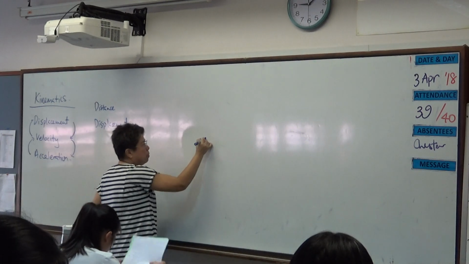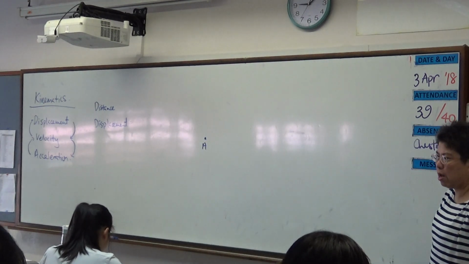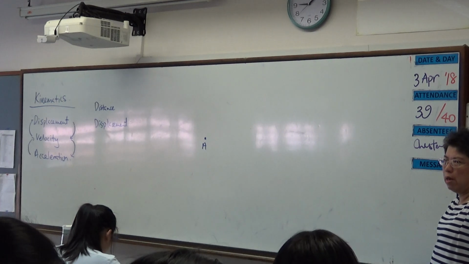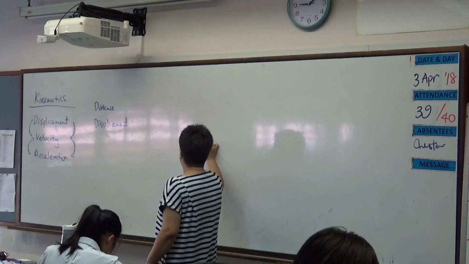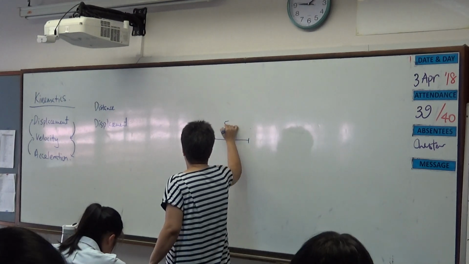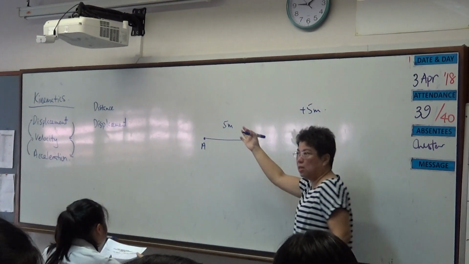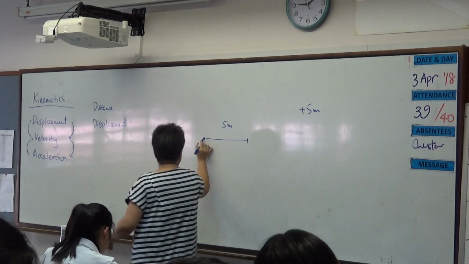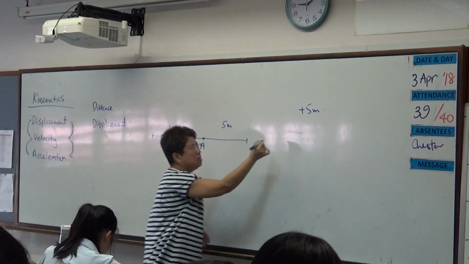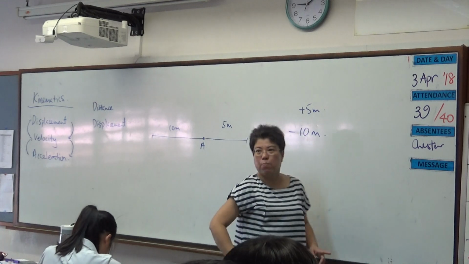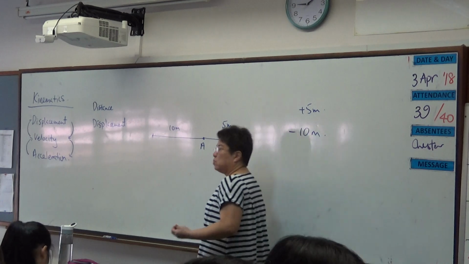Now, supposing this is a starting point A. I want everyone to look at the board. If I move here, let's say 5 meters, the displacement is actually 5 meters, right? This side is a plus. If I move here 10 meters, the displacement is negative 10 meters, right? That means displacement is with respect to a reference point.